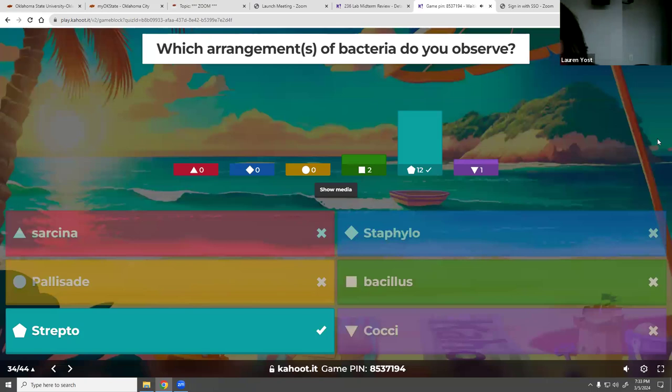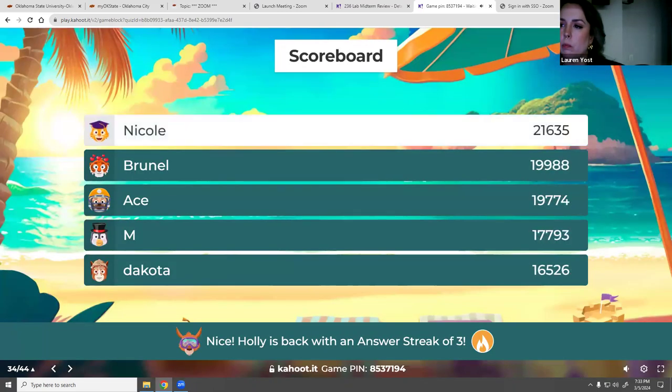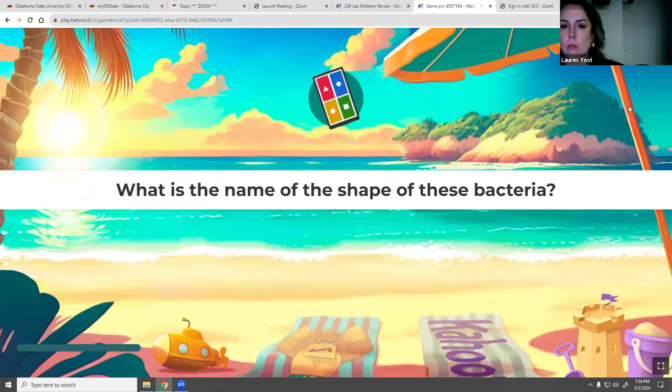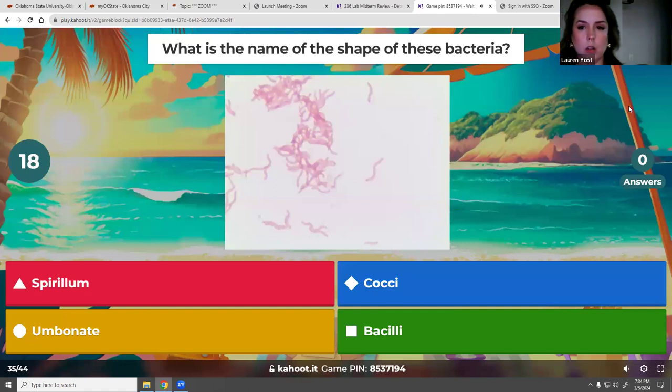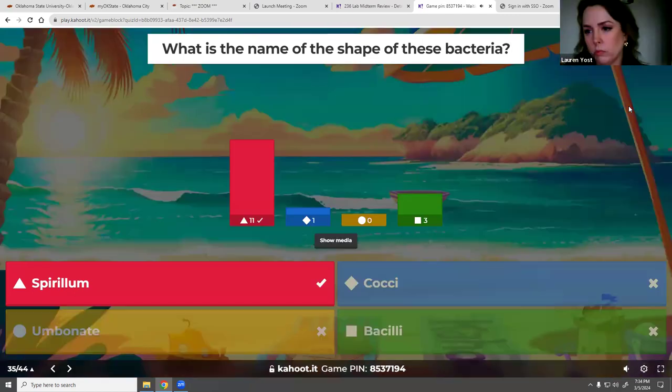All right, so this one was strepto. So that's the chains. Sometimes they fold back on one another, but they're still chains. All right, what is the name of the shape of these bacteria? It's not one of those, by the way. All right, so these are spirillum. They're just kind of spiral shaped.